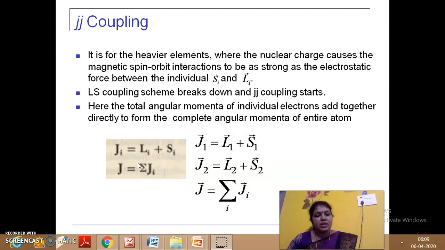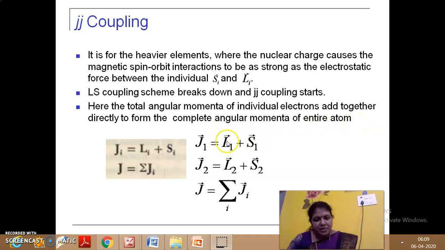Now what is JJ coupling? In JJ coupling, it is seen that heavier elements undergo the JJ coupling scheme, where the magnetic spin-orbit interactions are very strong compared to the electrostatic coupling between individual Si and Li. This electrostatic coupling breaks down and the JJ coupling starts. So here what happens?